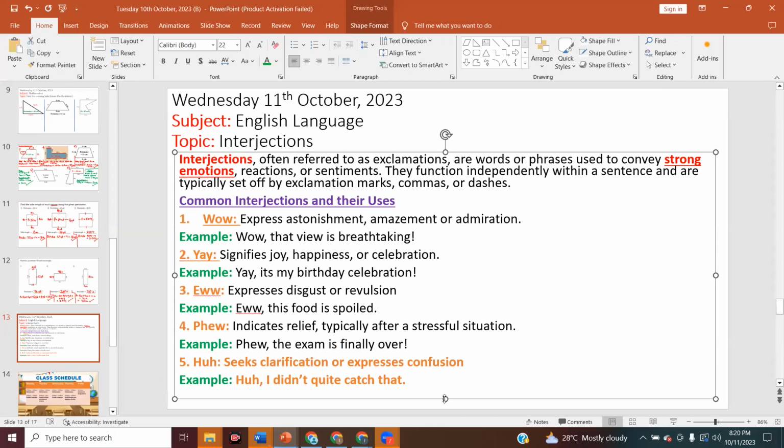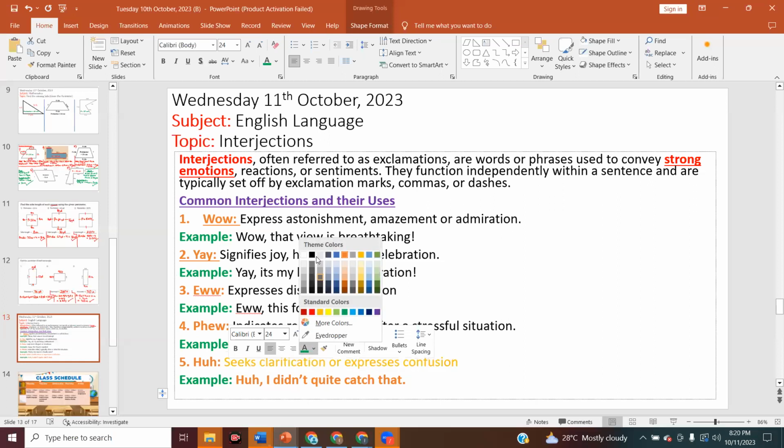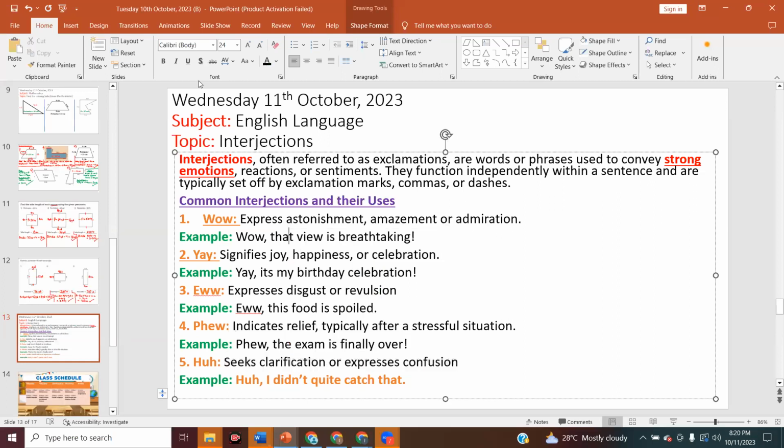Notice that when we use the interjection, we put the comma. All right. That's very important. So when you're using these interjections, make sure you put a comma to separate them. Okay, good.